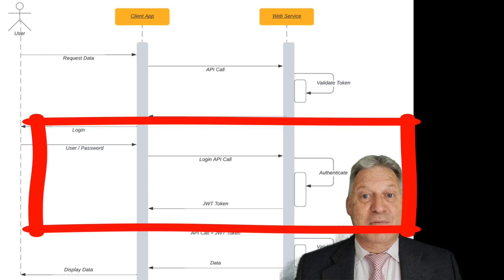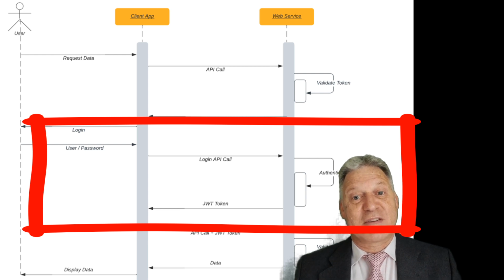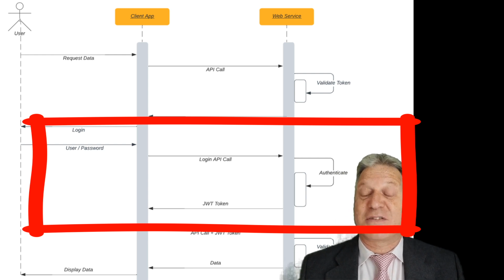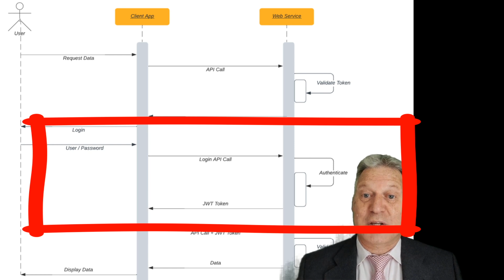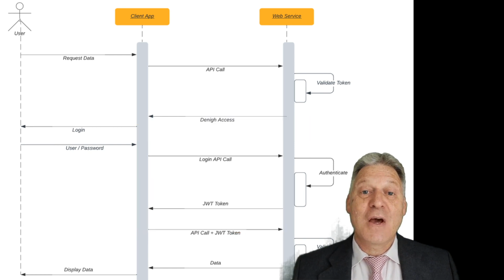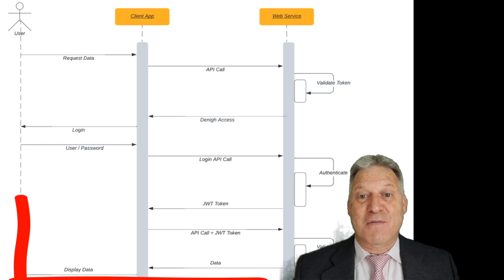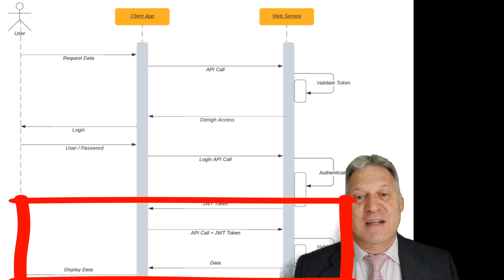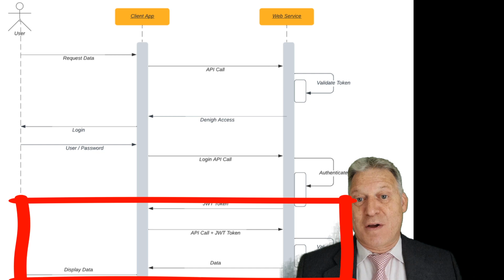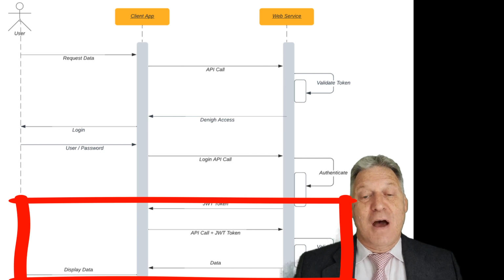Once that's checked and approved, then what they'll do in return is they'll send you back a token, in this case a JSON Web Token, because that's what we're talking about. You then take that token and you pass it in the header of all subsequent calls that you make to the API that require you to prove who you are. When the call is made, the token is received at the API end, the web service end, and that's validated.